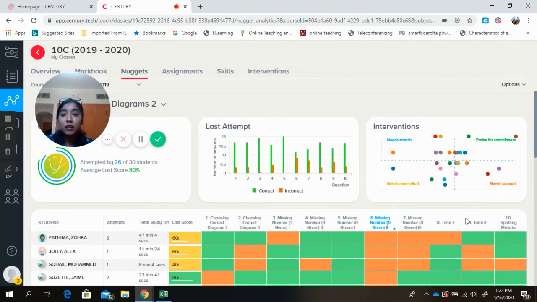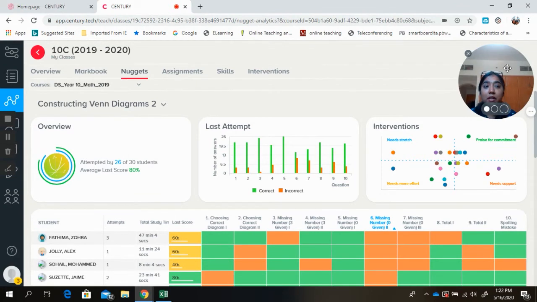So interventions over here are very, very important. I use this very often when I analyze data based on what they have performed in mathematics for a particular topic, especially for the ones which are very important. Okay, that's about nuggets. A very beautiful place to analyze their performance.